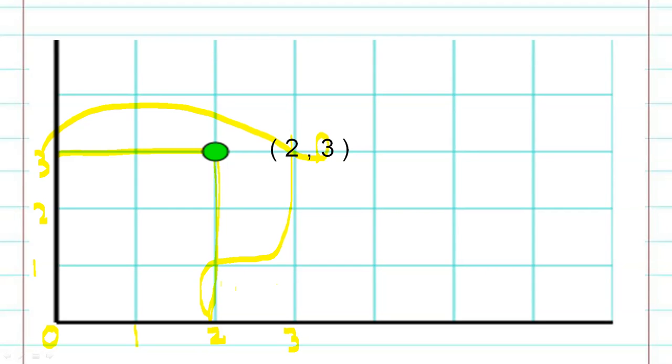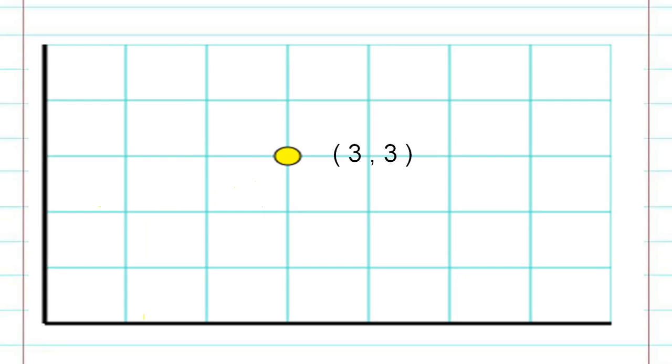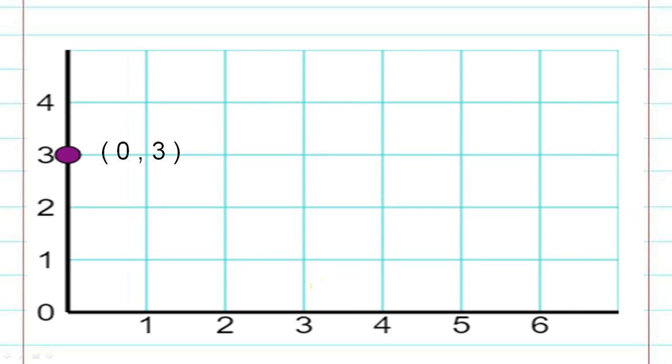Okay, let's solve another example. It's very simple. 1 and 2. So the x coordinate will be 1 while the y coordinate will be 2. What about this? How amazing! Both have 3. So sometimes both have the same numbers, so no problem about it.